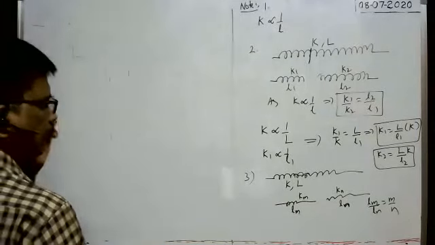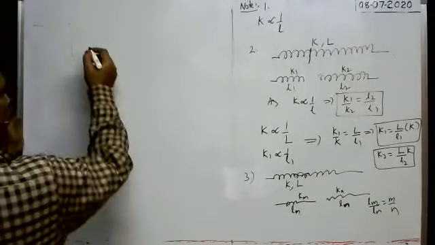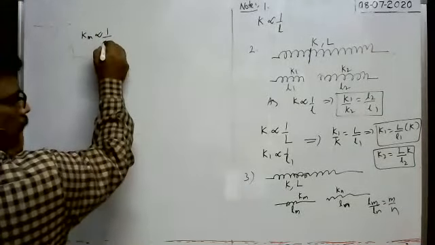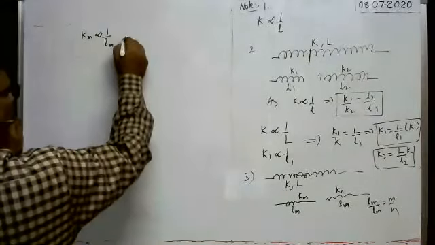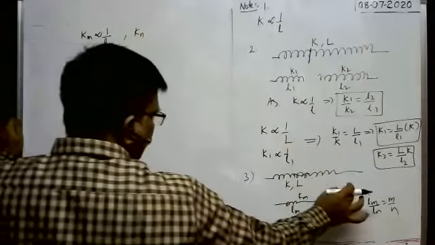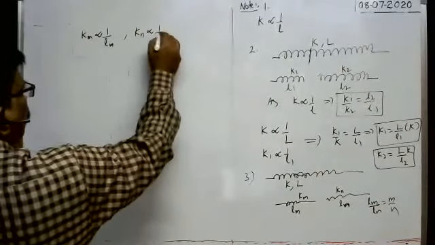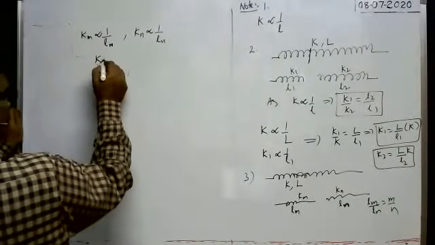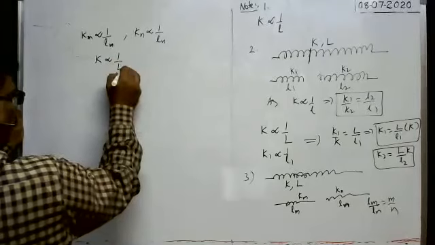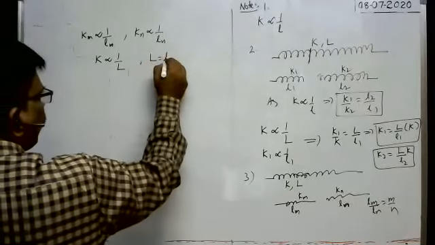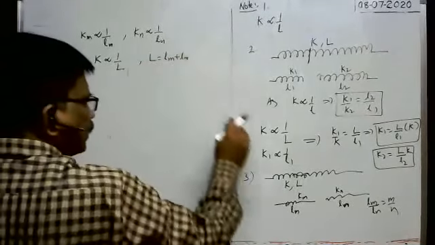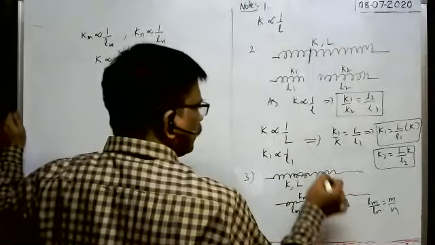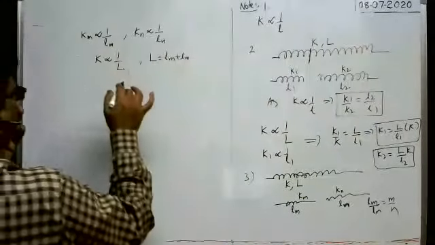In such a case, Km is inversely proportional to Lm. Kn, the constant of this part, is inversely proportional to Ln. The original spring constant K is inversely proportional to its length L. But L is equal to Lm plus Ln, because the total spring of length L is only divided into two parts. That's why Lm plus Ln is equal to capital L. These are the relations we got.